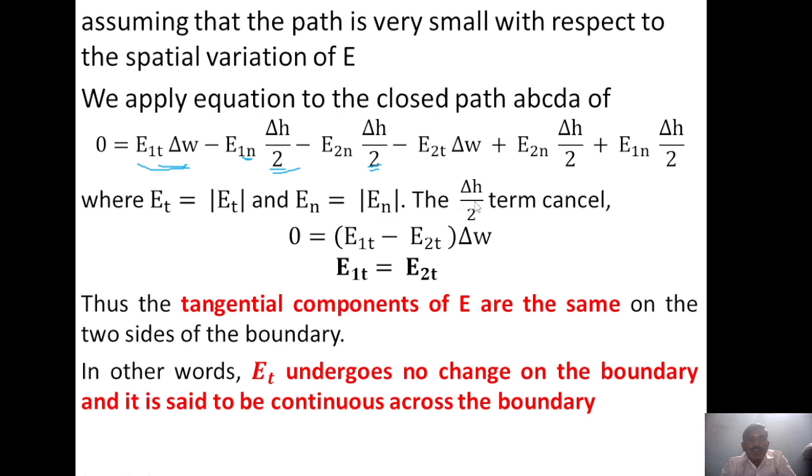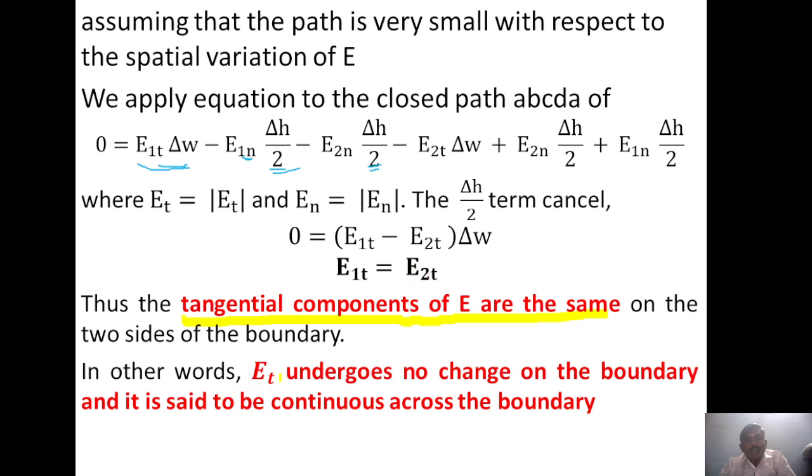If the value of delta H is very small, then we can neglect it. So neglecting all the delta H terms in the equation, you will get 0 equals E1t minus E2t into delta W. So E1t is equal to E2t. From this you write the statement: the tangential components of the electric field are the same on both sides of the boundary, that is, E1t is equal to E2t. So the tangential component of the electric field at medium 1 is equal to the tangential component of the electric field at medium 2.